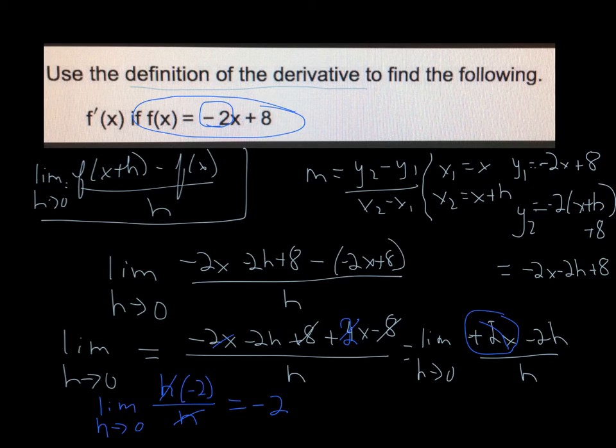It's the slope, right? That's what the derivative is. So it's the m from the y equals mx plus b equation, and it's also the derivative. If you were using the power rule, you would just take negative 2 times x to the 0 there.